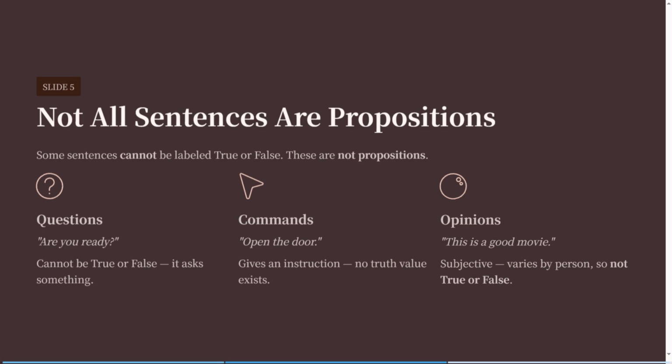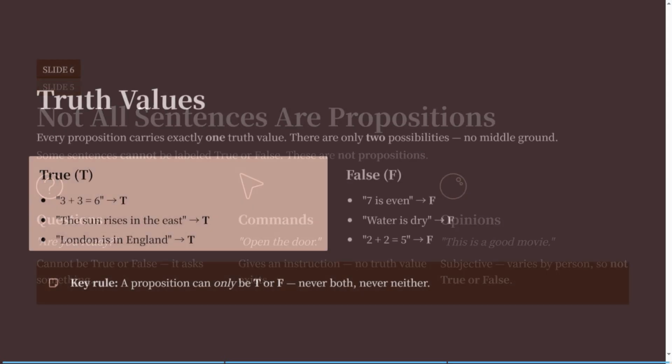Let's look at sentences that are not propositions. Some sentences cannot be labeled true or false. For example, questions. Are you ready? This cannot be true or false. It only asks something. Commands. Open the door. This gives an instruction. So no truth value exists. And opinions. This is a good movie. This is subjective and can vary from person to person.